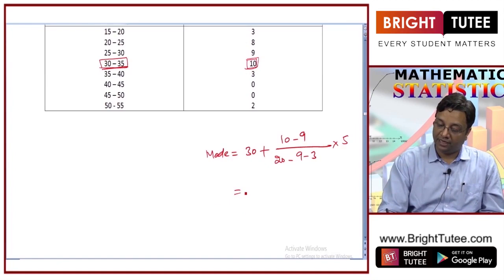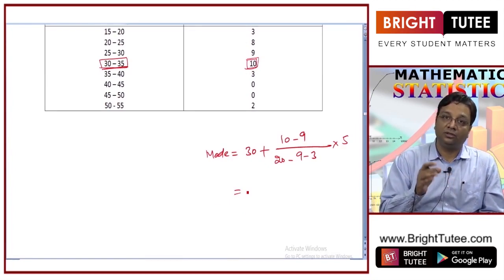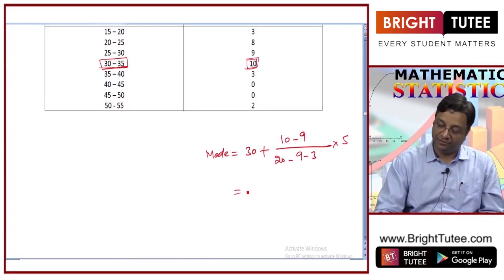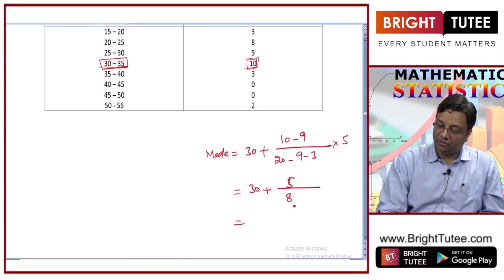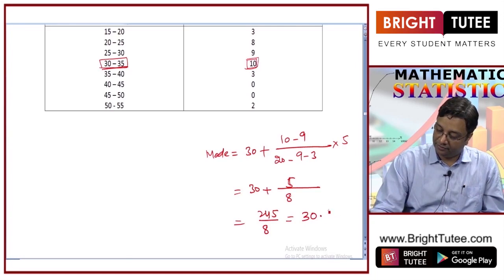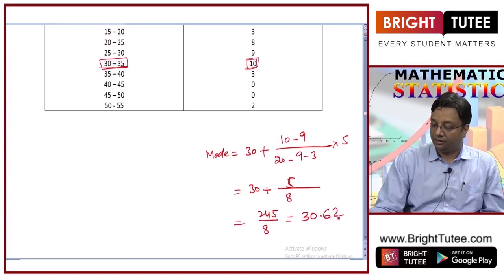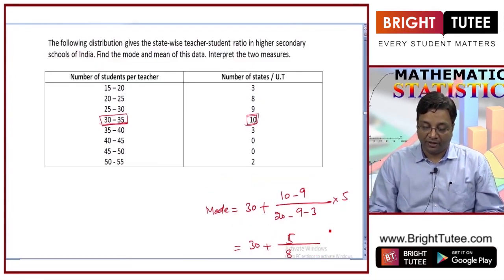Okay. So I have not written the formula here. I want you to go back to the previous questions to look for the formula if you have still not memorized it. 30 plus this is 1 divided by 20 minus 12 is 8. So this is 5 by 8. Okay. 30 into 8 is 240, 245 by 8. So it is approximately 30.6. Right. So this is approximately 30.62. It is the mode.